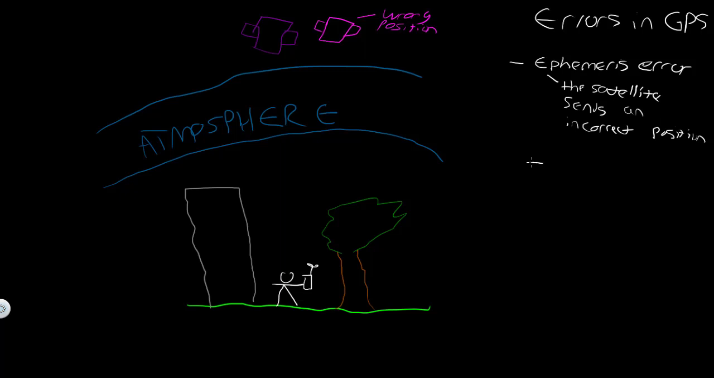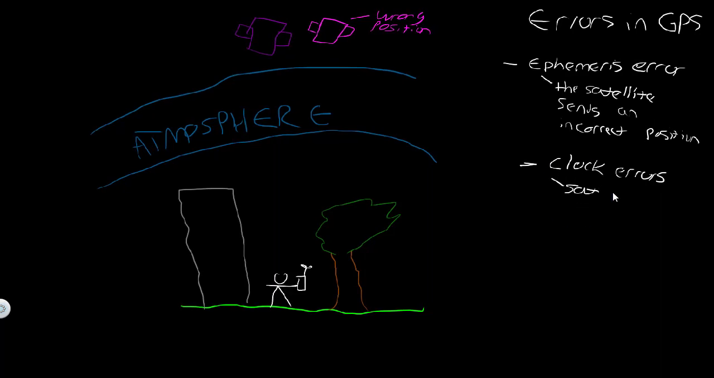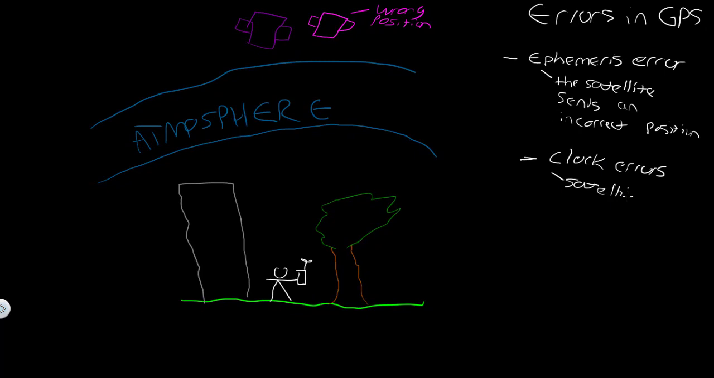In a similar vein, another error that can occur on the satellite side is what are called clock errors. Right? These are essentially the same as the ephemeris error, where the satellite sends the wrong time, or there's a miscommunication in the time. Right, the satellite sends the wrong time, or there is some other sort of issue with the timing being incorrect.